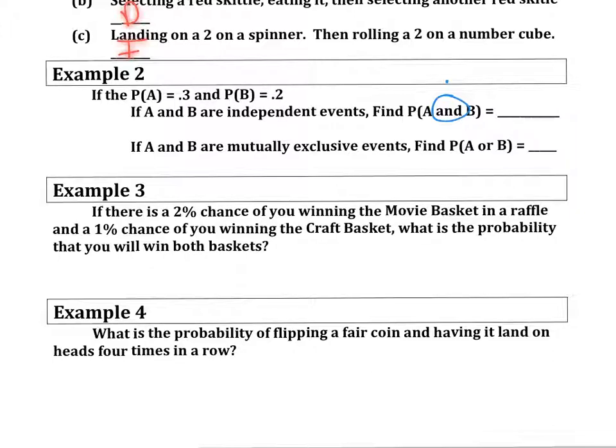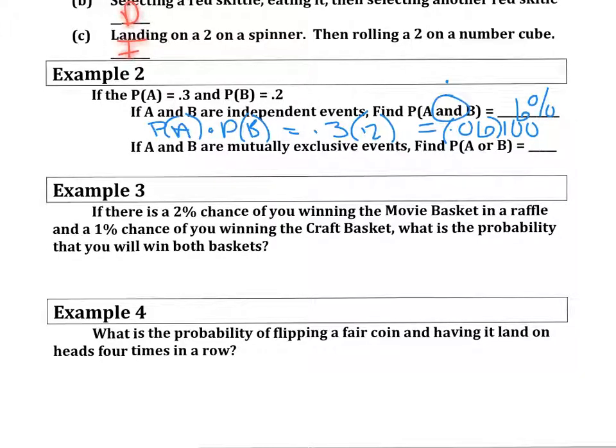So I would take the probability first of A and multiply it by the probability of B. So in this case, that would just be 0.3 times 0.2. And when you multiply 0.3 by 0.2, you're going to end up getting 0.06. Which, as a percent, after you multiply it by 100, would be a 6% chance.